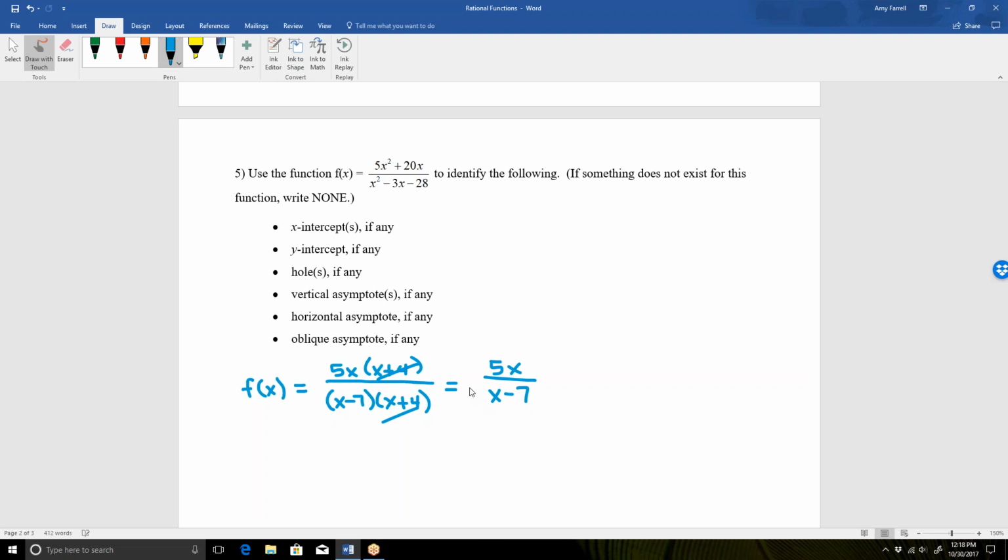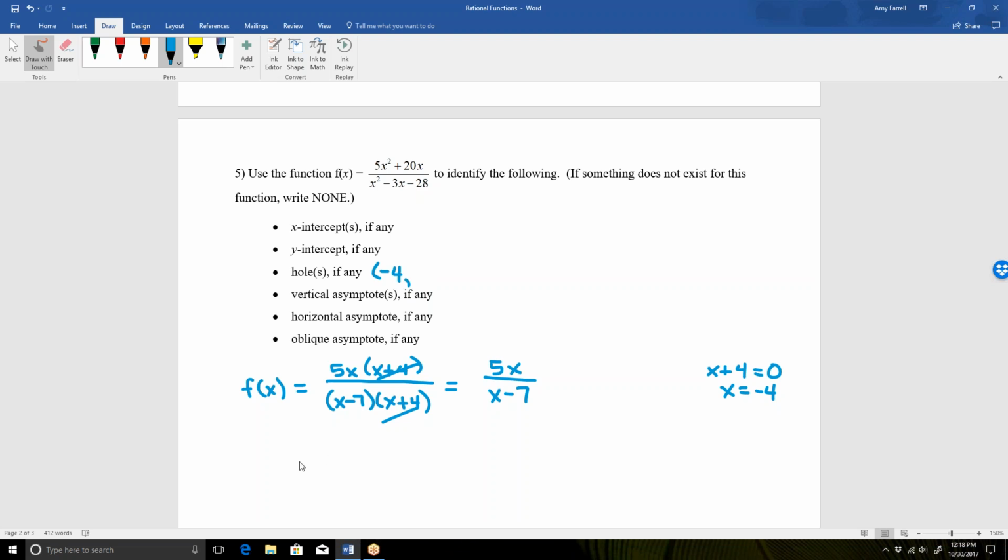And so my reduced f of x is going to be 5x over x minus 7. Now, because I had this common factor, I am going to have a hole in the graph. That hole is going to occur at an x coordinate of negative 4. This is because if you set that factor that you just canceled equal to 0, we get x equals negative 4.